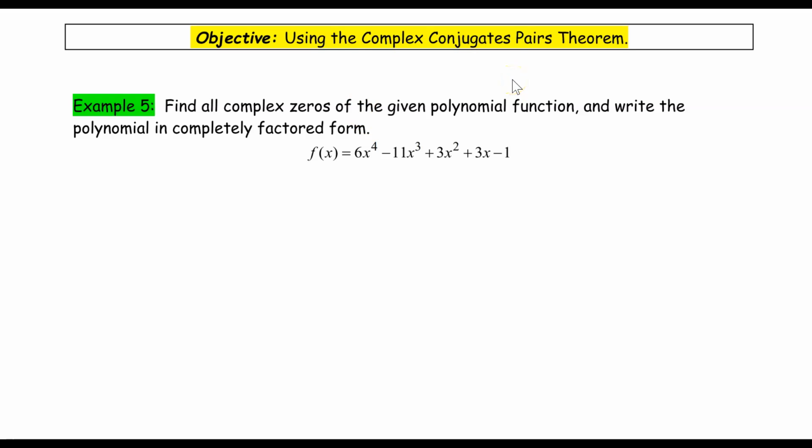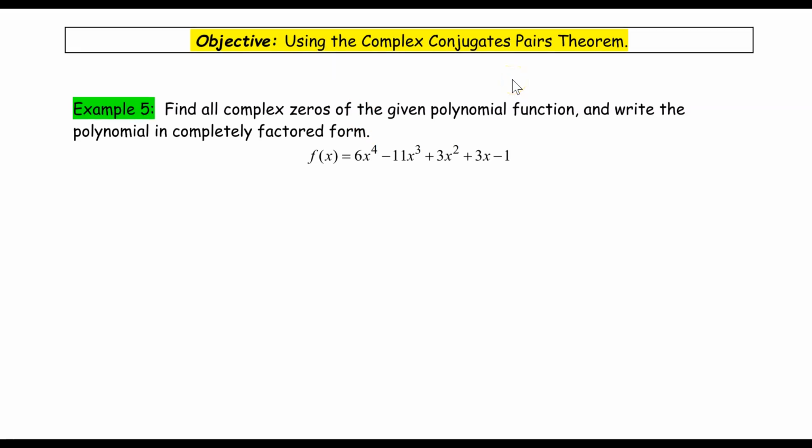This one is just saying that if a complex number is a root, then its conjugate is also a root. So if a plus bi is a root, then a minus bi is also a root. They always come in pairs. Now, to find all the zeros, all complex zeros, that means all the zeros including the rational, irrational, and complex zeros.